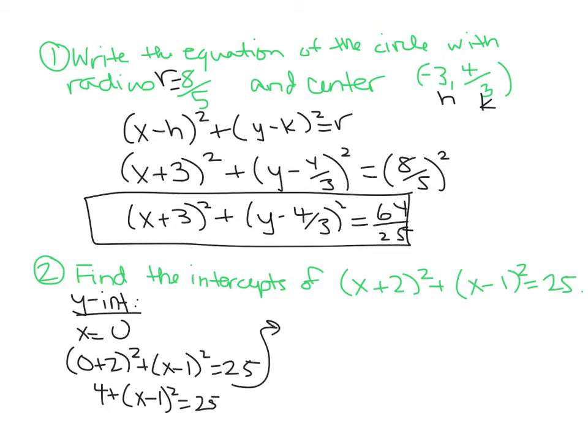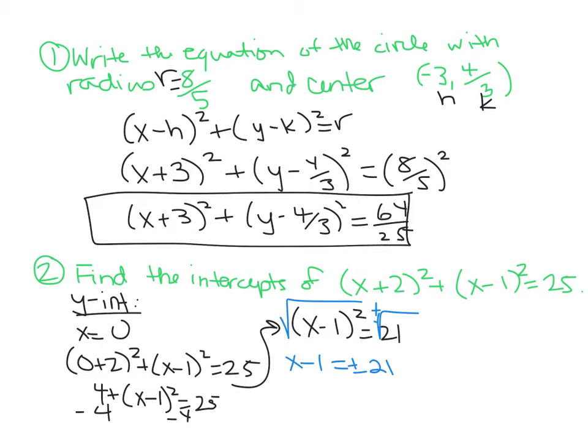And the next thing you're going to do to solve this is move over the 4. So we end up getting (x - 1)^2 is equal to 21. We are going to take the square root of both sides. I want you to remember a really important rule when you take the square root of both sides. Make sure that you include a plus or minus. Then we'll get x - 1 equals plus or minus the square root of 21.